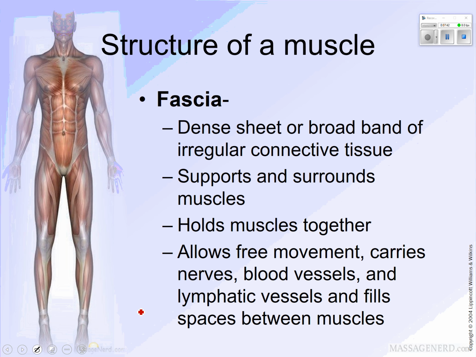To understand how contractions of the skeletal muscles can generate tension, you must first understand the gross and the microscopic anatomy of the muscle fibers or the muscle tissue. So we start with talking about fascia. That's just a dense sheet or broad band of irregular connective tissue, and what it does is line the body wall and the limbs. So it's going to support and surround the muscles and other organs of the body. It holds the muscles together, allows free movement, carries nerves, blood vessels, and lymphatic vessels, and fills spaces between the muscles.